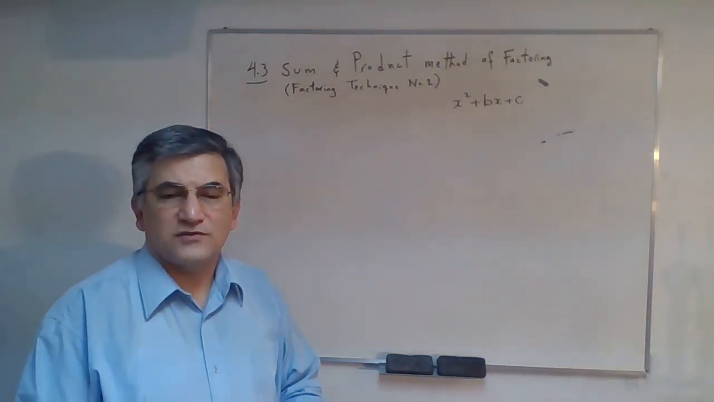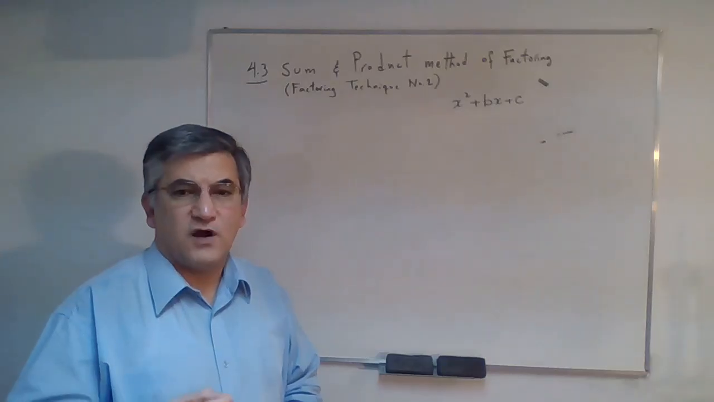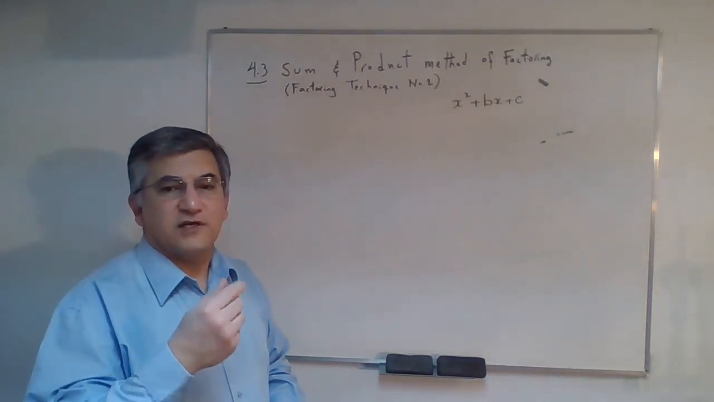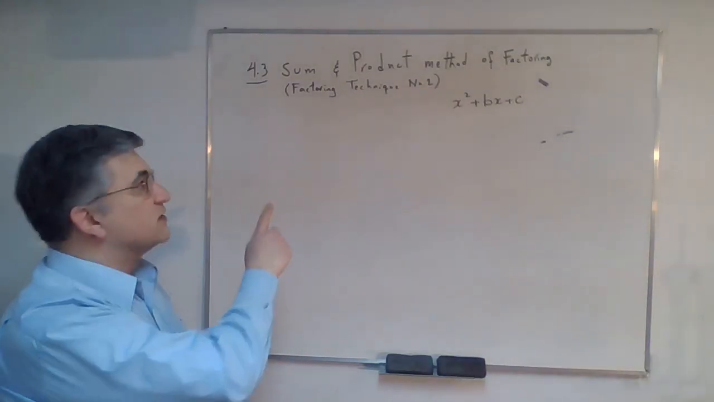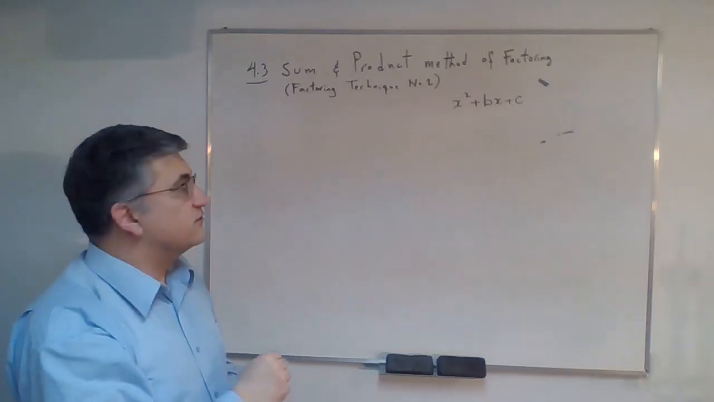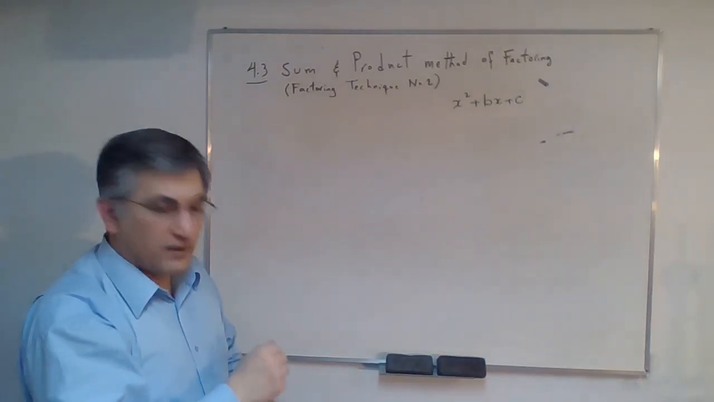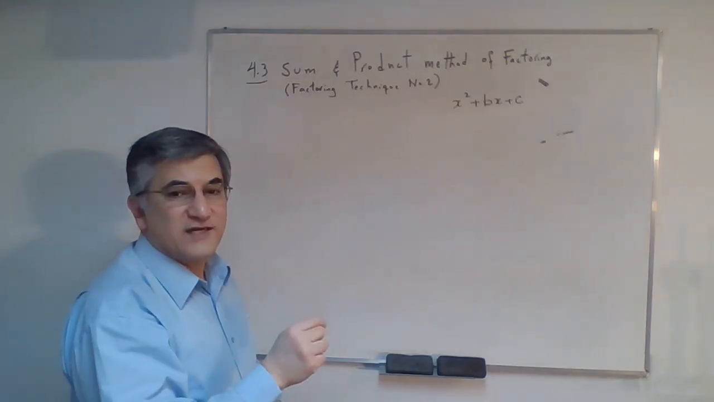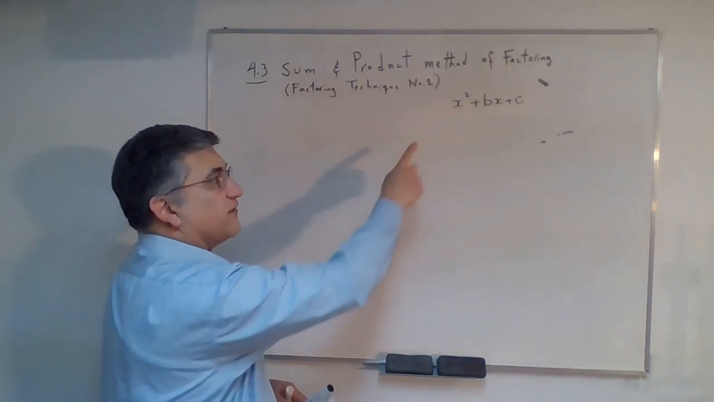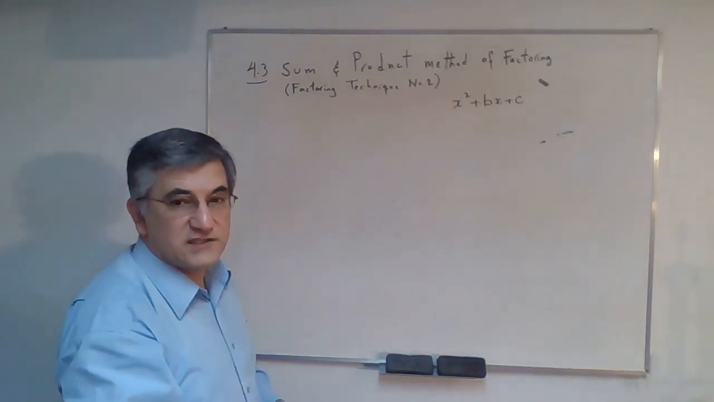Last time we talked about a technique of factoring known as common factor. This time we want to learn another technique of factoring polynomials. The name of the technique is the sum and product method of factoring. This is technique number 2 I'm teaching you, and it is with regards to factoring quadratic trinomials in the form of x squared plus bx plus c.